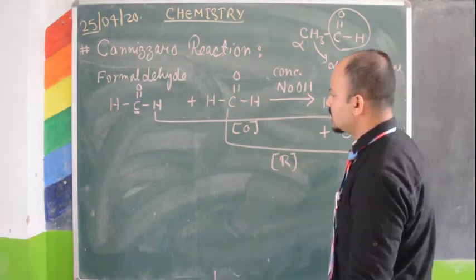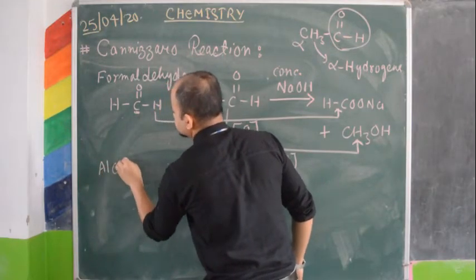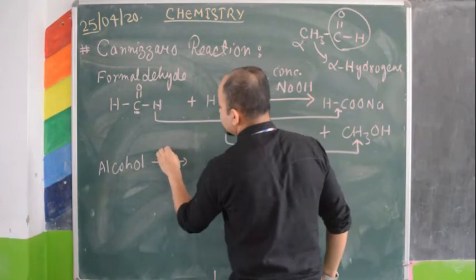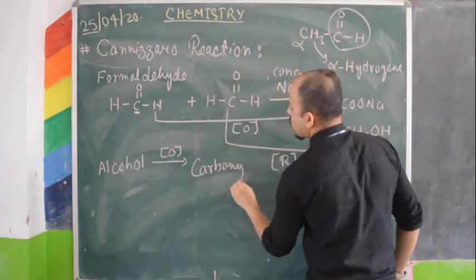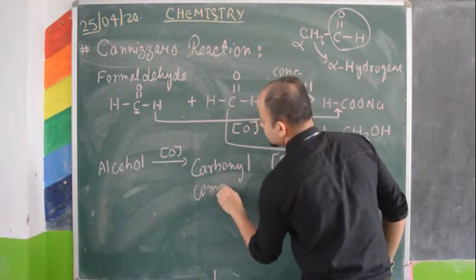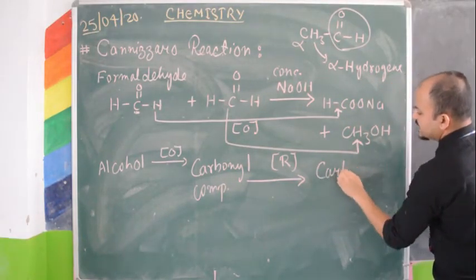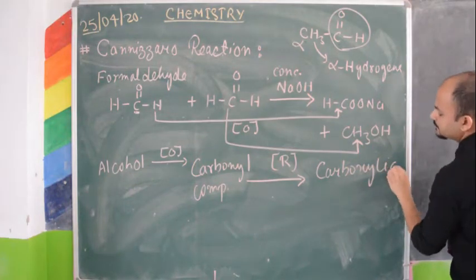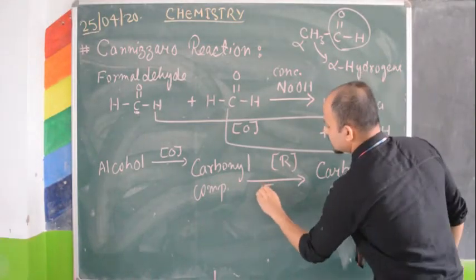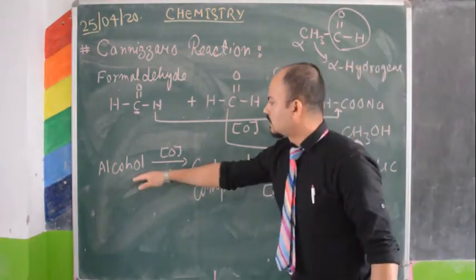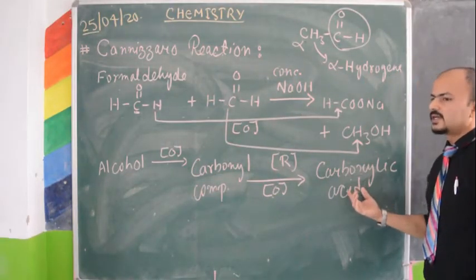So in general, I have already taught you in class, let me write this here. Alcohols, whenever they are oxidized, give you carbonyl compounds. And carbonyl compounds, on further oxidation, will always give you carboxylic acid. And this is oxidation. Okay? Alcohol oxidation will give you carbonyl compound. Carbonyl compound on further oxidation will give you carboxylic acid or salt of carboxylic acid.